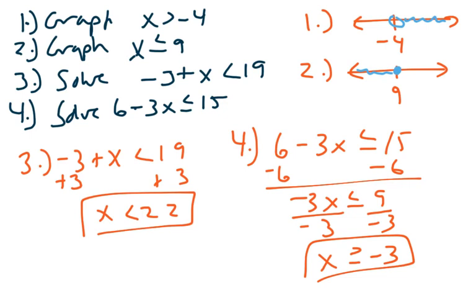Graph x is less than or equal to 9, so less than is going to shade to the left, and you are including the 9 because it's or equal to, so we shade in whatever's true, so you're going to have a closed circle or shaded circle at the 9.